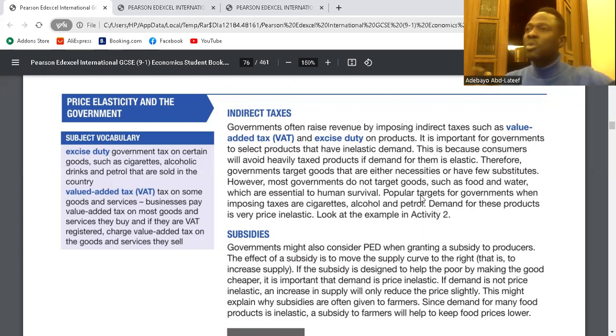Government will impose tax on goods that are income inelastic, like alcohol. People are addicted to it, so no matter what price they sell it at, they will still buy it because they have an addiction. So this kind of goods, government would impose taxes on them. Is it clear? Any question about taxes?